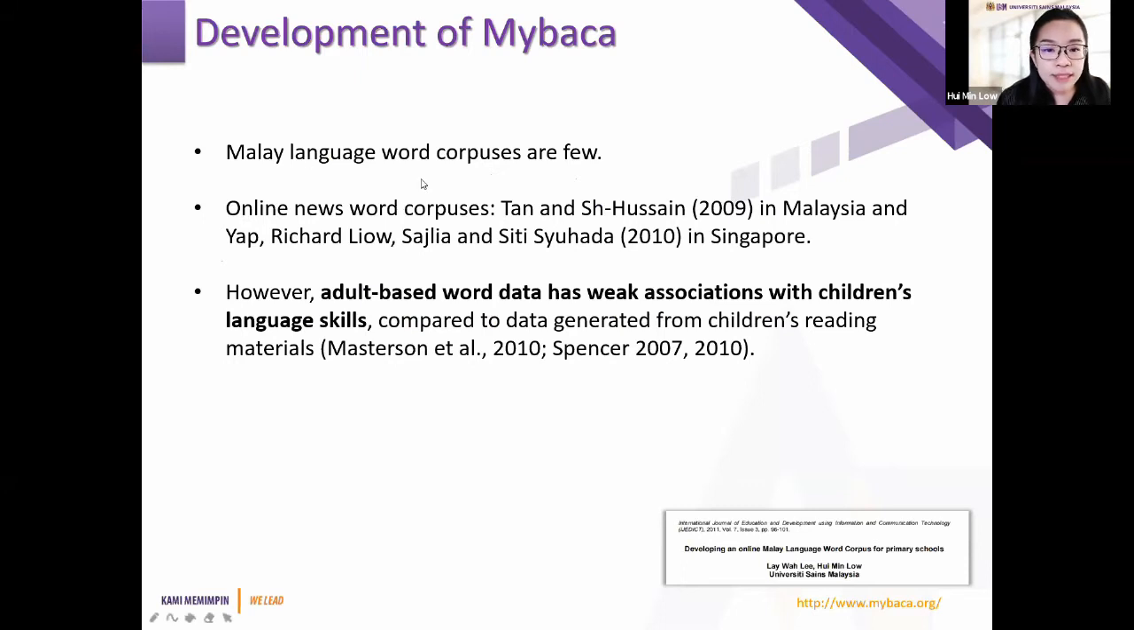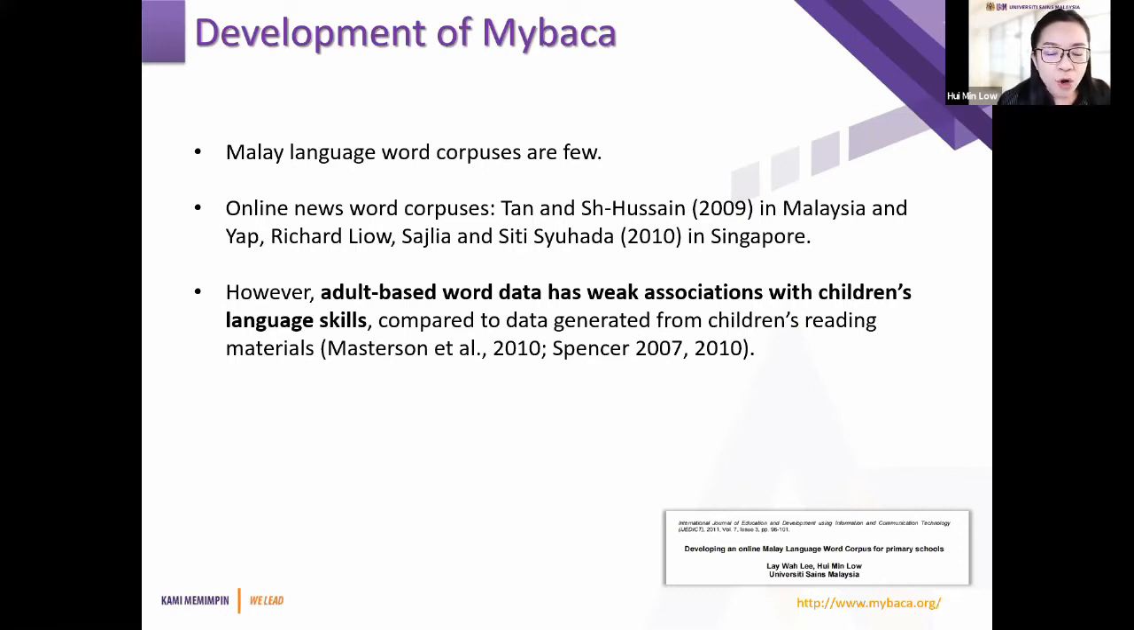And even though there was some word corpus available at that point in time, those word corpora were developed based on online news, word repertoires, which are adult reading resources. There was almost no Malay word corpus developed based on children's printed materials. And from our reading, we also realized that adult-based word data has weak associations with children's language skills compared to data generated from children's reading materials.